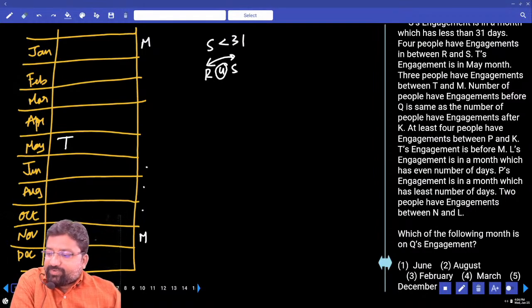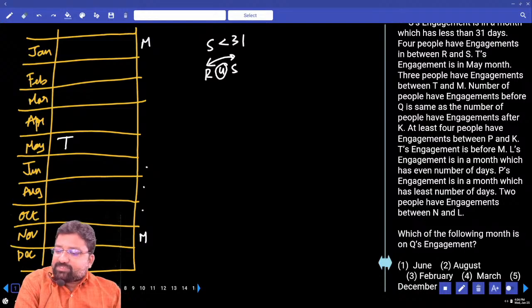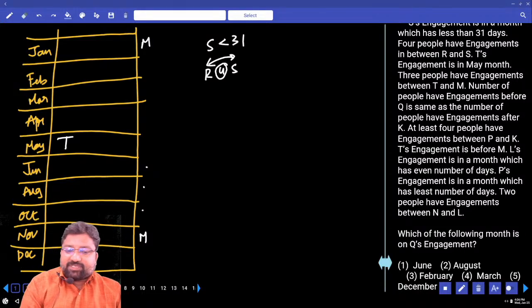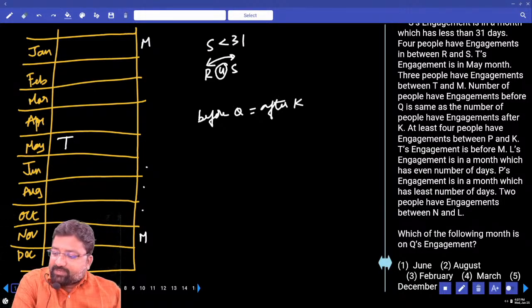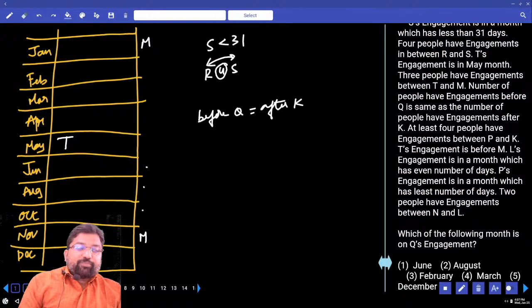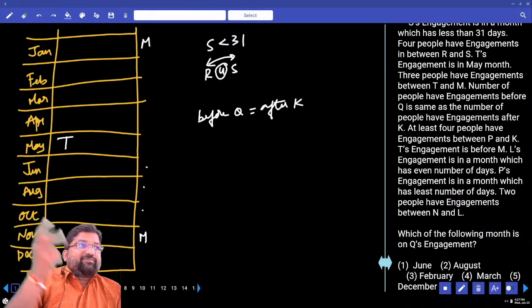The number of people having engagements before Q is the same as the number of people having engagements after K. At least 4 people have engagements between P and K. At least 4, that is minimum 4, 4 or greater than 4.